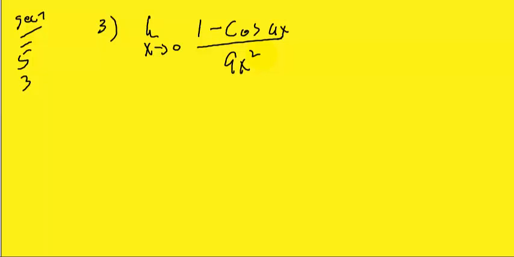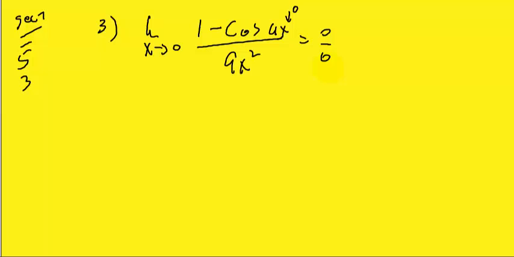3. Determine the limit as x goes to 0 of 1 minus cosine of 4x, all over 9x squared. If I put in a 0 for x, cosine 0 is 1, 1 minus 1 is 0. When I put in a 0 on the bottom, I'm going to get 0. I can't find the limit unless I do some algebra.